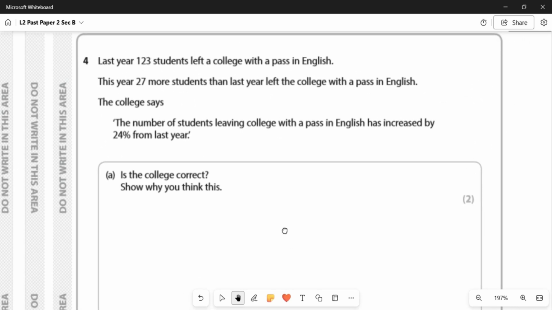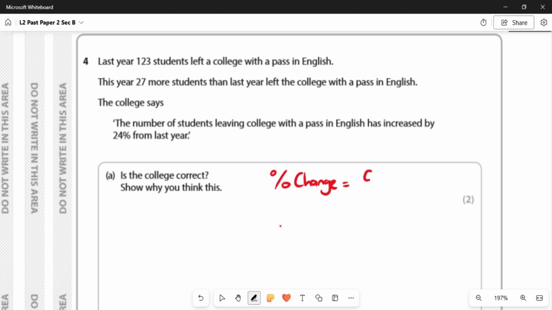But yeah, hopefully you've realized, well, there's 2 ways you can do this one. One way is, when you have a change happening in the question, and it's talking about percentage, you could use the percentage change formula, which is percentage change equals change over original times by 100. Well, there's your change. It's 27 more students this year than last year. So you don't even need to work out the change. They've done it for you. So this is one way of doing it.